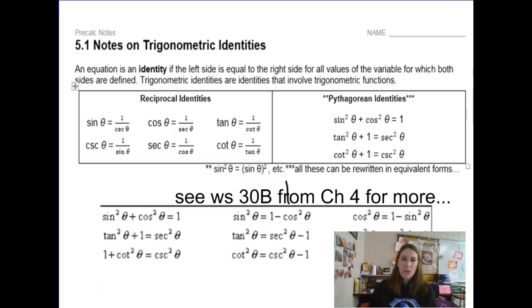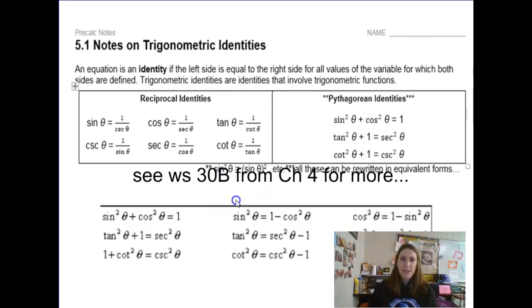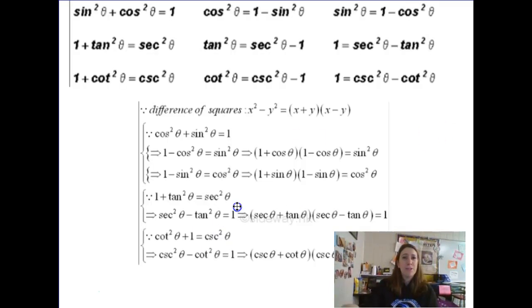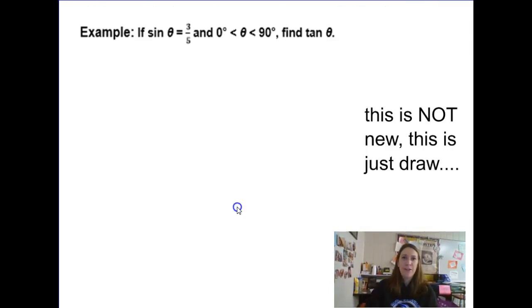But what they did on this worksheet is they took all those Pythagorean identities and rearranged them. Like this one, if you subtracted cosine squared to the other side, you get sine squared equals 1 minus cosine squared. So basically it's just a series of manipulations of all three of those equations. You guys are really good at algebraic manipulation, so I'm not concerned that you're going to have a tough time with that one. Alright, so this is not a new concept.